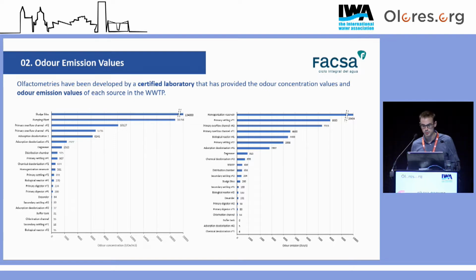The source that has the biggest odor emission was the homogenization reservoir. And then we have all the primary settling process with the passive parts: you have there the primary settling line number 2 and number 1, which are just the passive areas. And then we have the channels here that are the overflow channels. In fact, all the primary settling was the part which has the biggest odor emission.